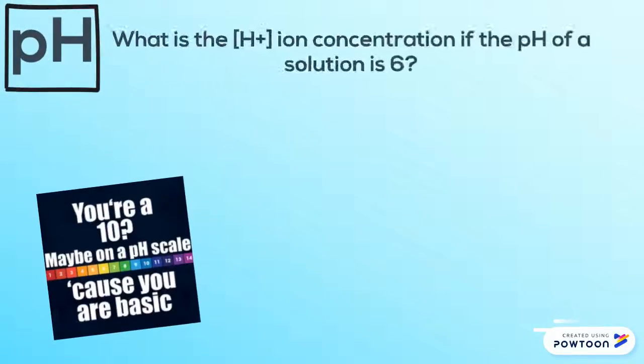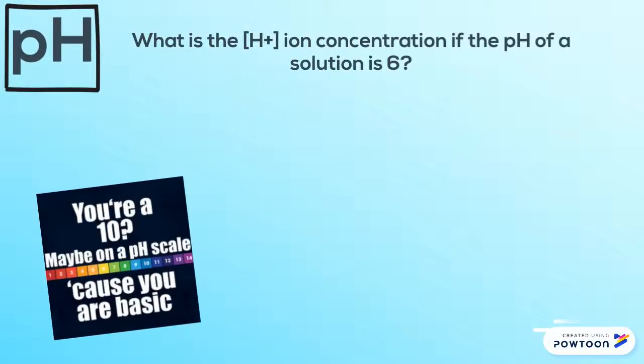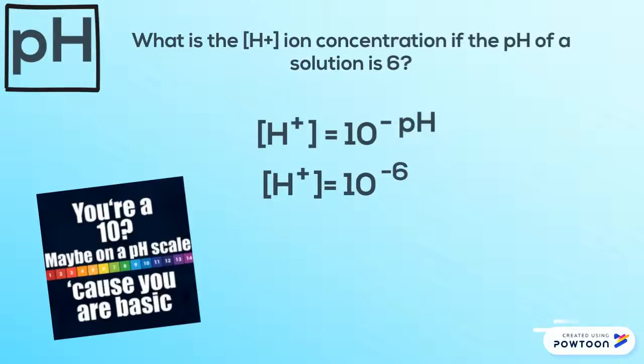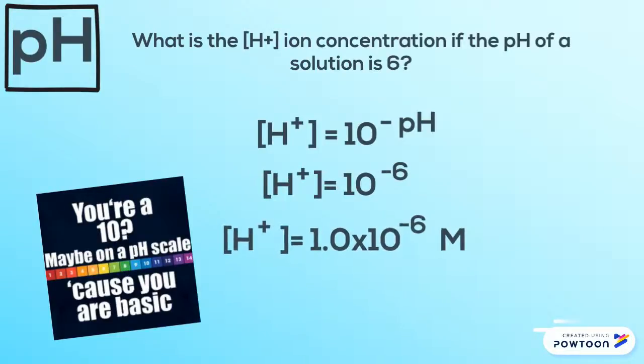For our second example, we want to find the concentration of our hydrogen ion if we know the pH is 6. We need to use our second equation, plugging in 6 for our pH, and then calculating. We get an answer of 1.0 times 10 to the negative 6.